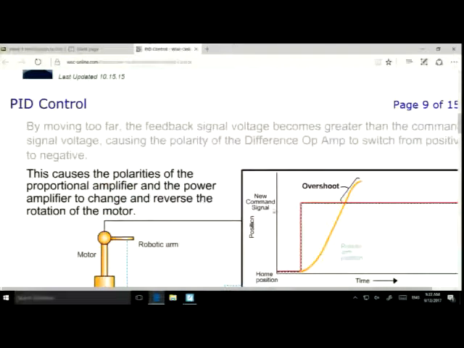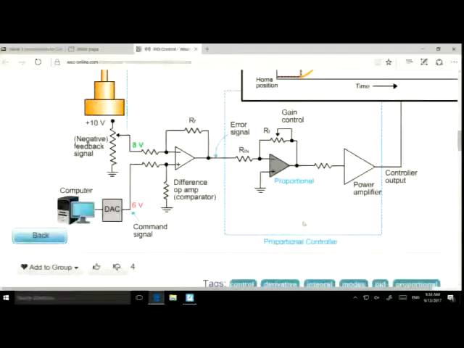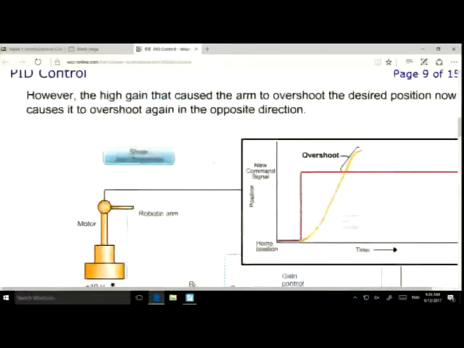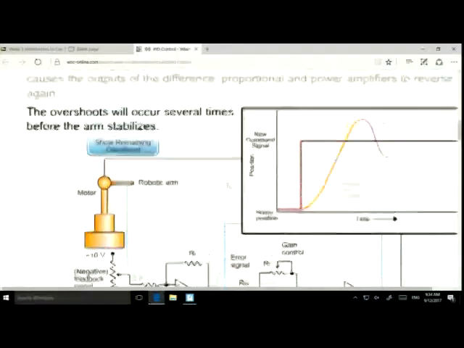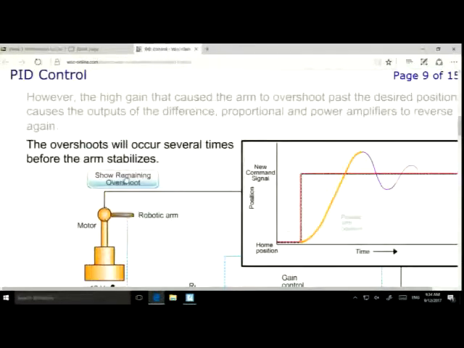Of course, it will correct for the overshoot because now the polarity of the comparator has swapped around. So the plus signal is bigger than the minus signal, then the minus is bigger than the plus signal. So, of course, it will try to bring the arm back down again. And eventually it will settle at a known position, or the position we want. So you get a signal that looks a bit like that. And that's a very characteristic signal for a second-order system.